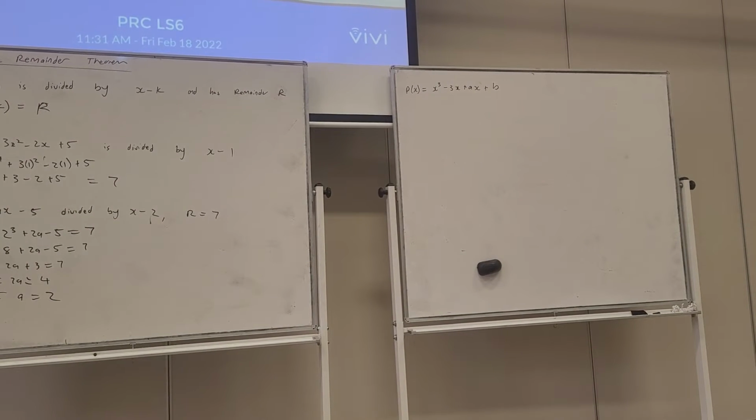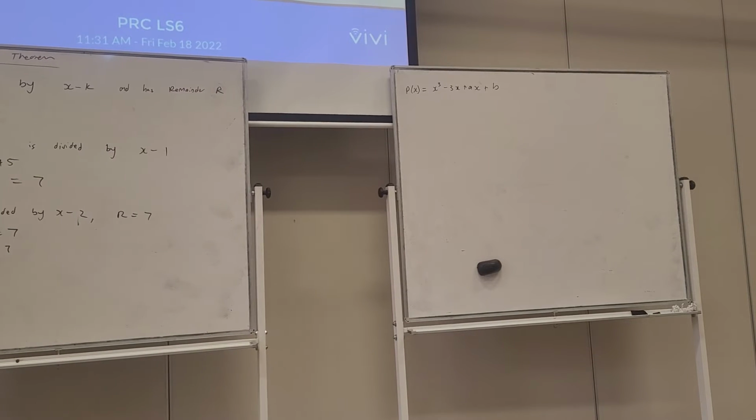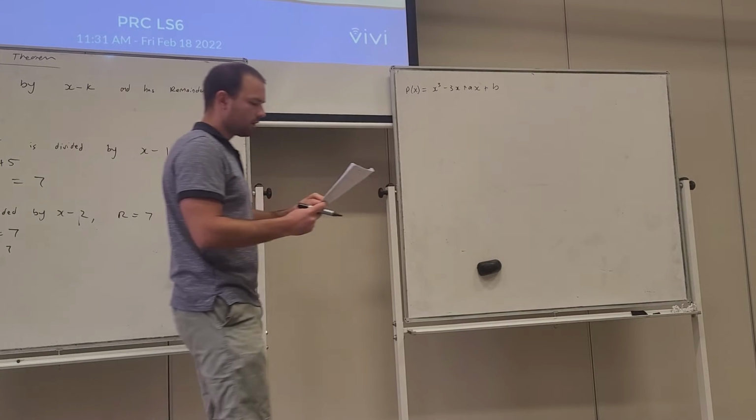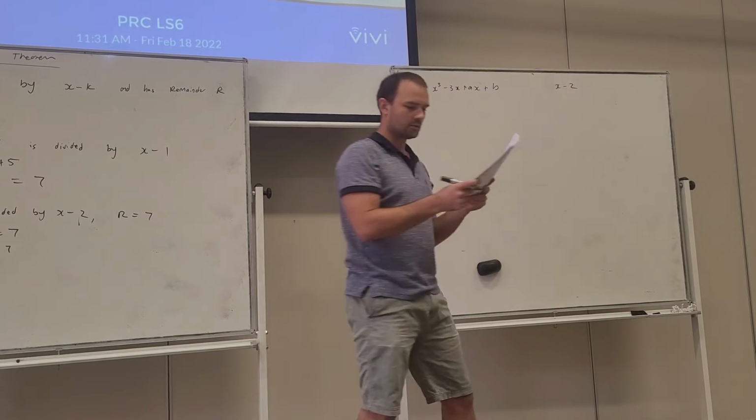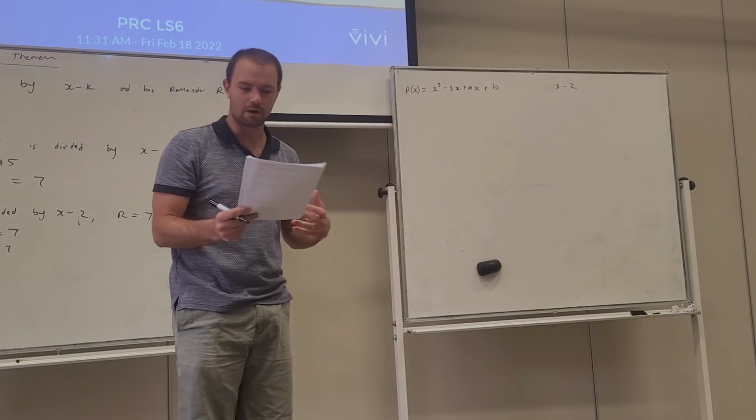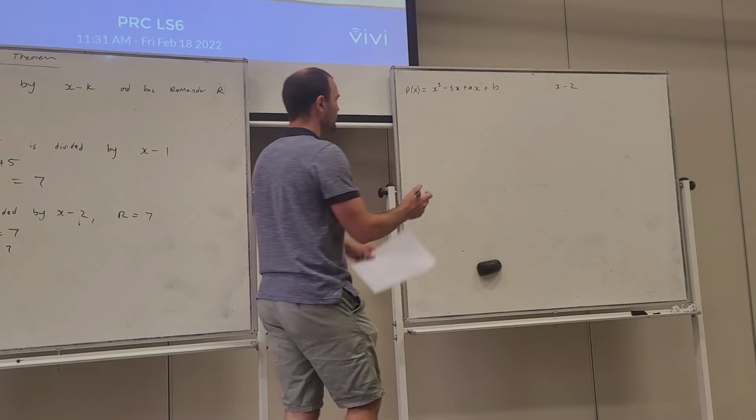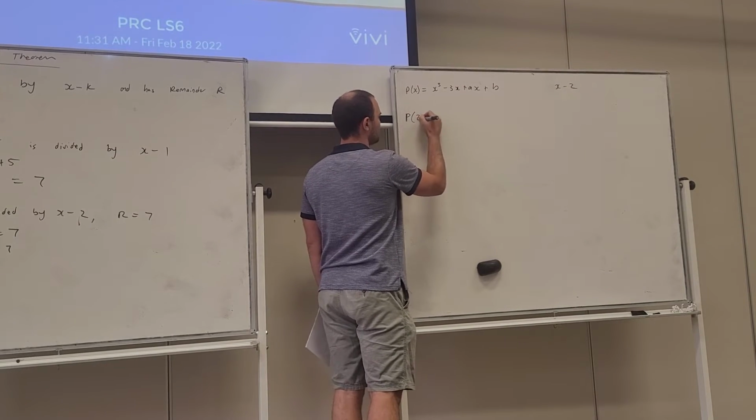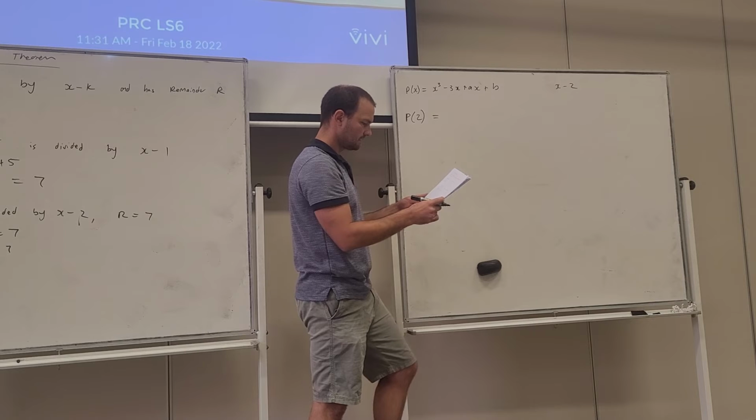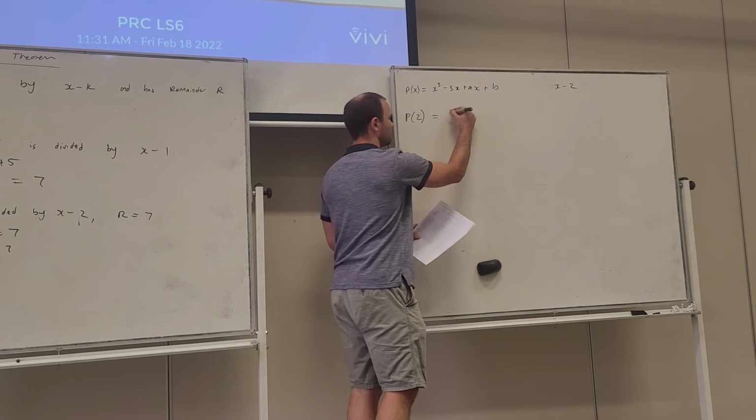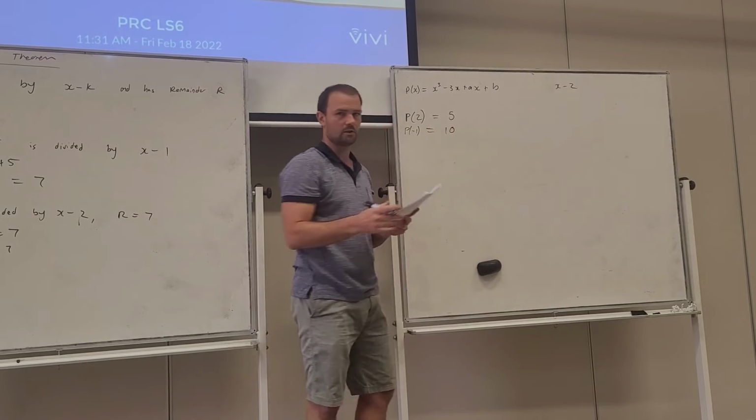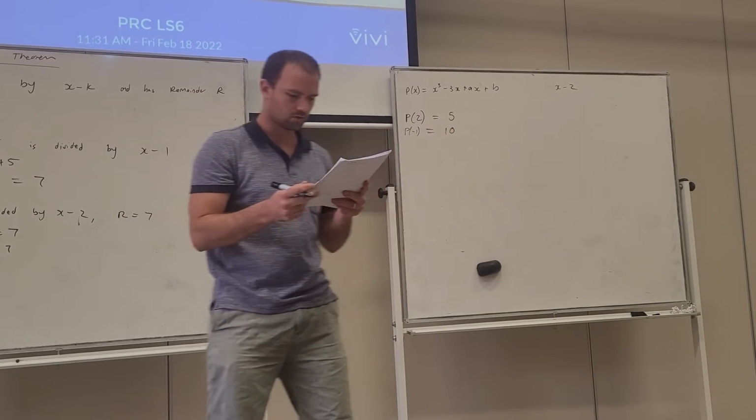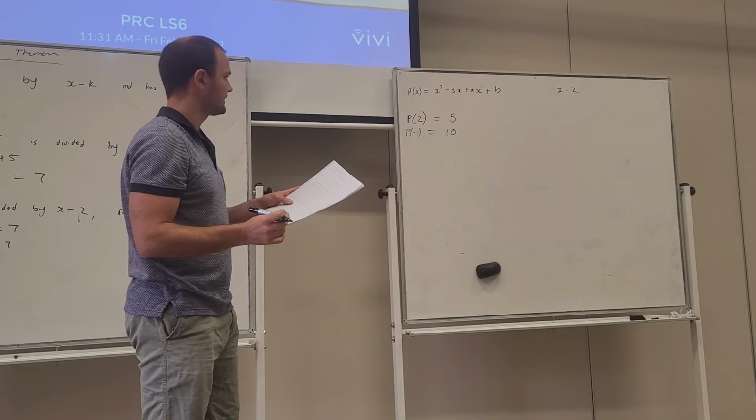Okay, the next one tells us we have a polynomial, and we've got two unknowns this time. We've got a and b. It says when this polynomial is divided by x take 2, the remainder is 5, and when it's divided by x plus 1, the remainder is 10. So what this means is P(2), when we put 2 into the equation, the remainder is 5, and P(minus 1) is 10. When you put minus 1 into the equation, the remainder is 10.